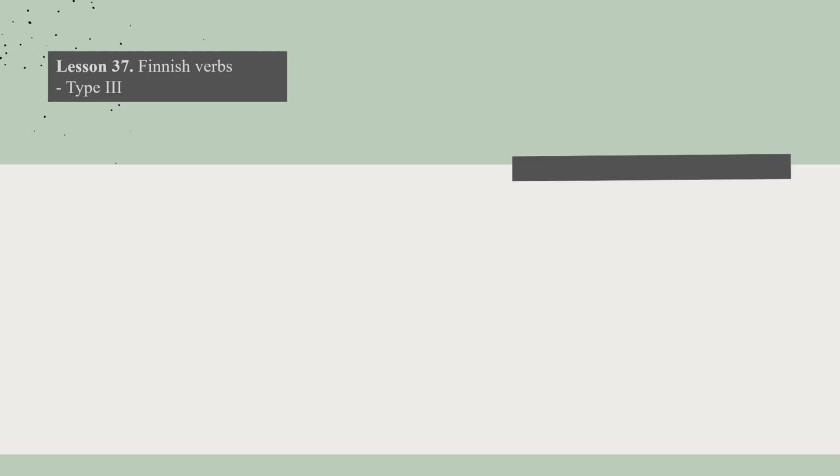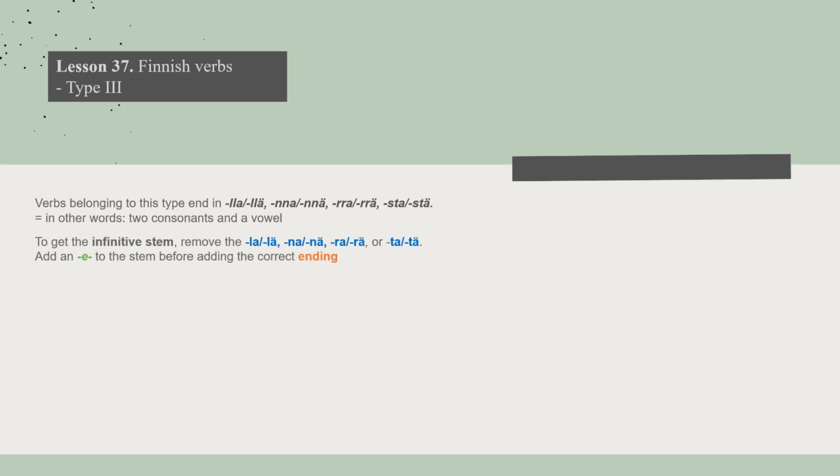In this lesson, we're going to learn the verb type 3. This type consists of verbs ending in a combination of two consonants and a vowel. To get the infinitive stem of the verb, you need to remove the other consonant and the vowel. After that, you need to add an E followed by the correct ending. Here is one example.